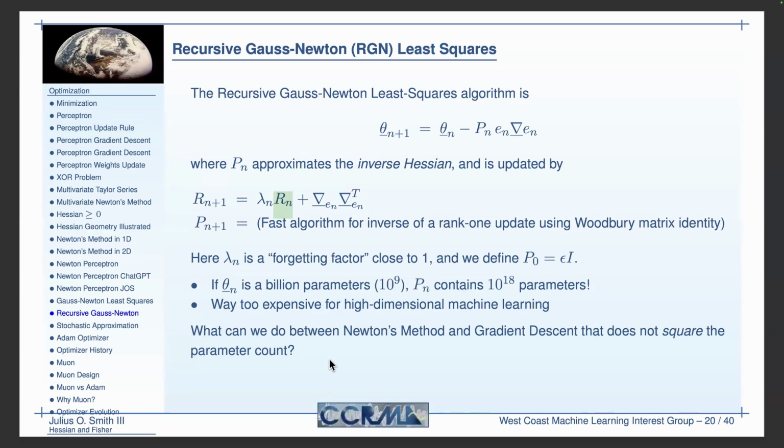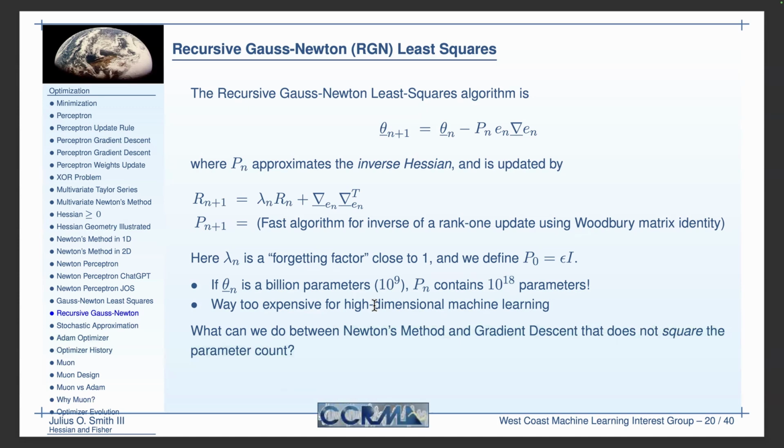So then the question becomes, what can we do that's in between? Because this is something we talked about, that if you've got a billion parameters in your model, then your Hessian and your inverse Hessian have 10 to the 18 parameters. You don't even want to store that in memory anywhere, right? It's just too much. I mean, you only need half of it because it's symmetric, but still, it's really big. So what can we do in between Newton's method and gradient descent that does not square the number of parameters?